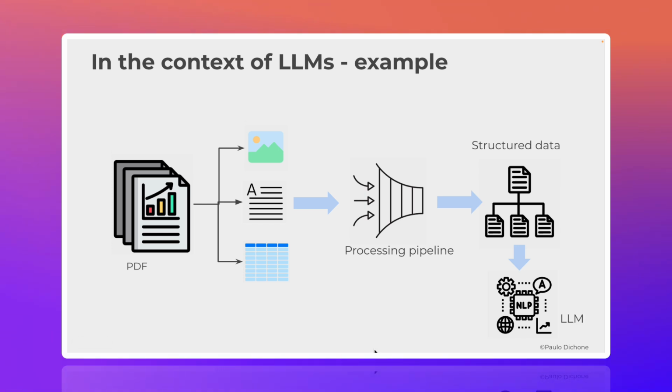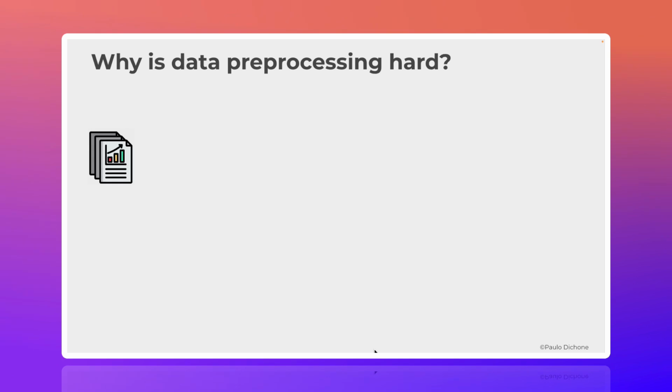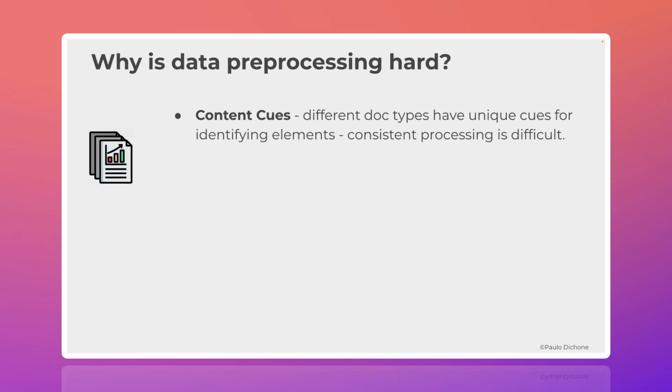So this takes us to why data processing is hard. Now, you may think it's really easy to process data, right? You can write scripts and do all sorts of things. But there are some problems that come with pre-processing data. The first one is that we again have different document types, for instance HTML versus markdown. All of these have what we call unique cues for identifying elements within those documents, which makes consistent processing very difficult, because the cues for a markdown file are different than those for an HTML page or a PDF file.